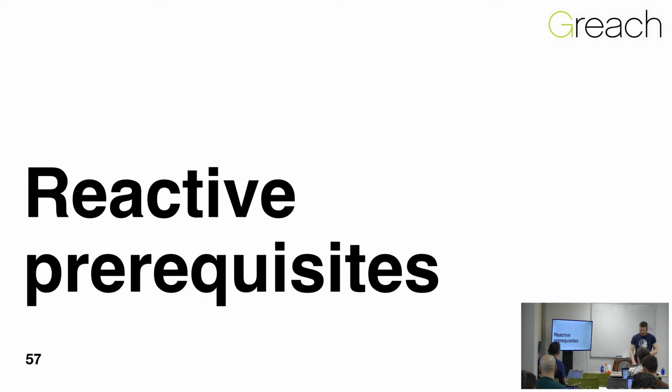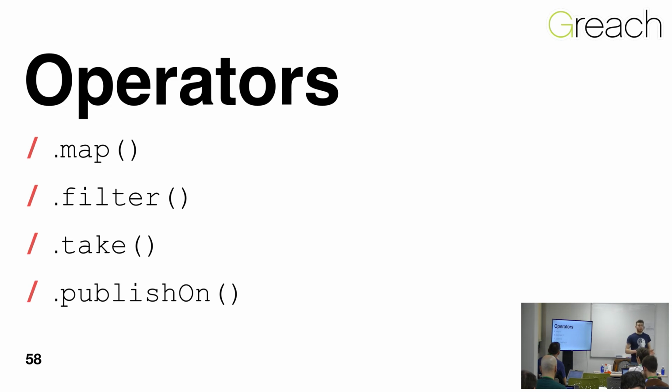Then let's switch back to our presentation and talk about reactive prerequisites. First of all, we have to have a few operators. Such operators could be map, the simplest one, filter, take, and if we get some time to play around, publishOn. I will show you that everything we learned in the previous part is applicable even to a complex operator like publishOn.